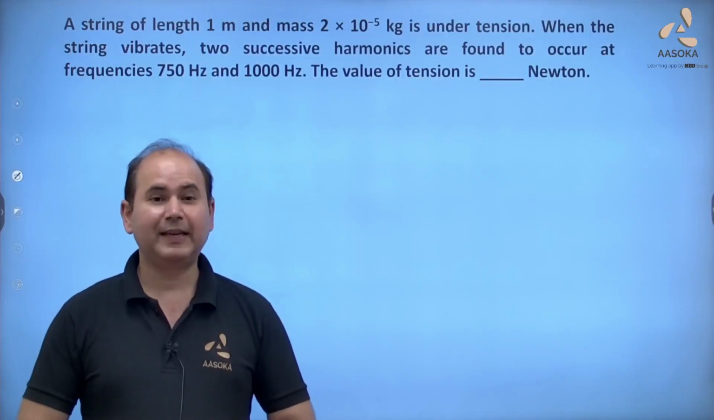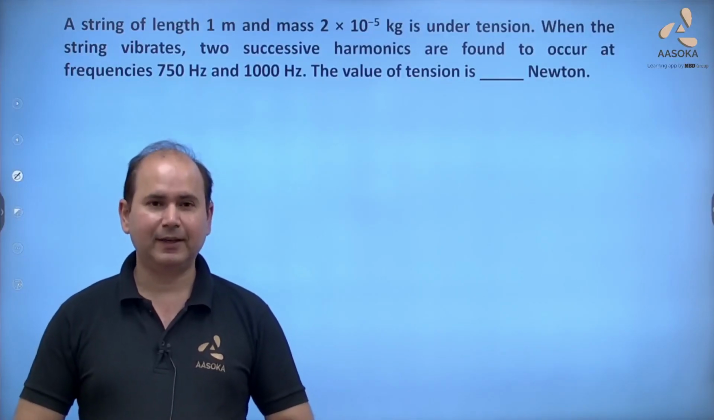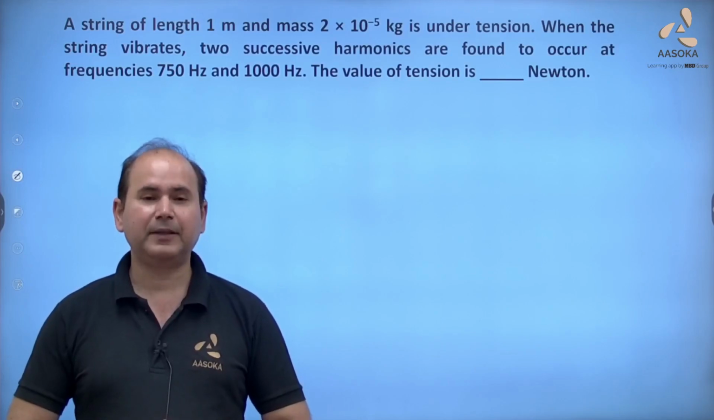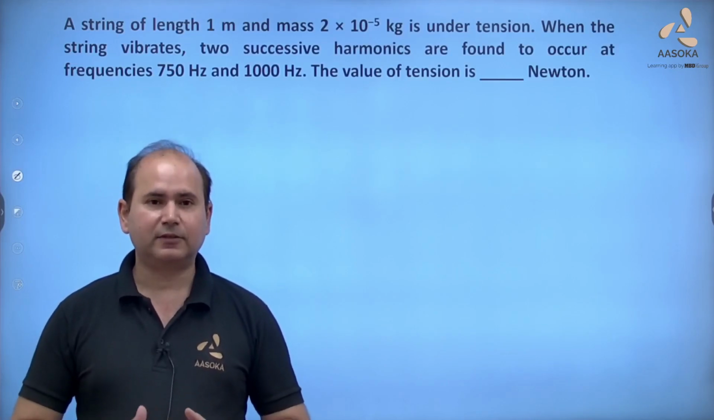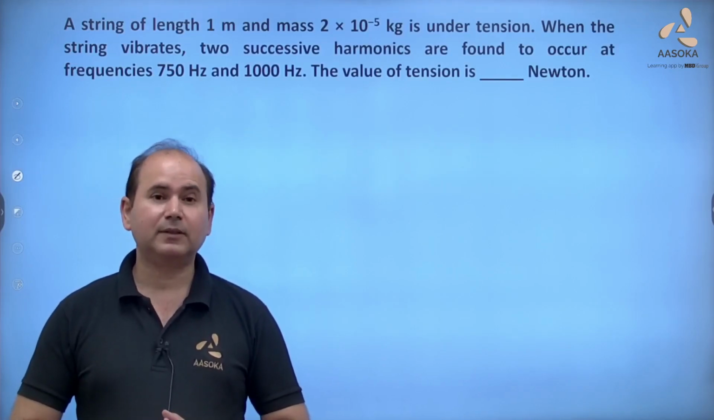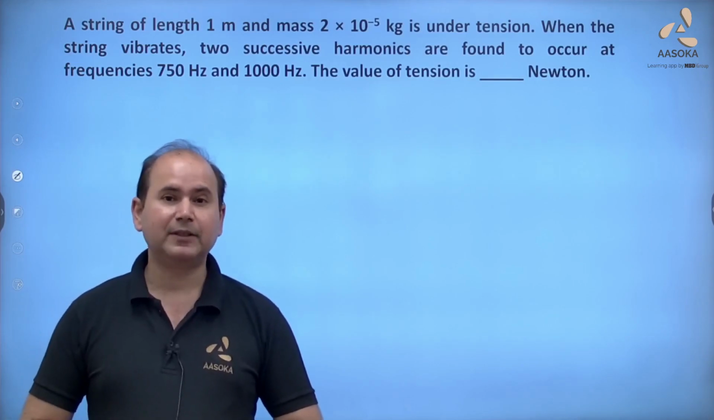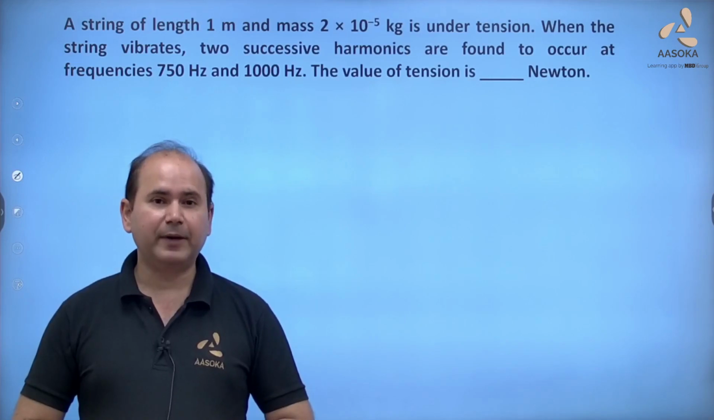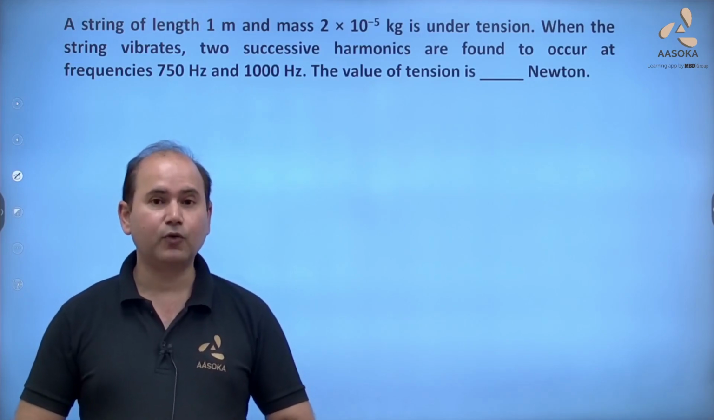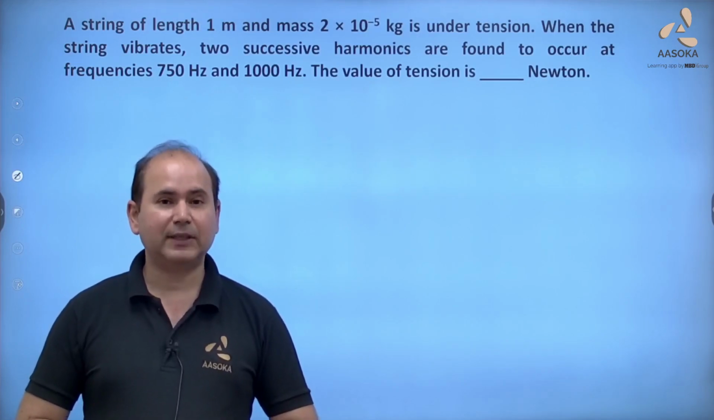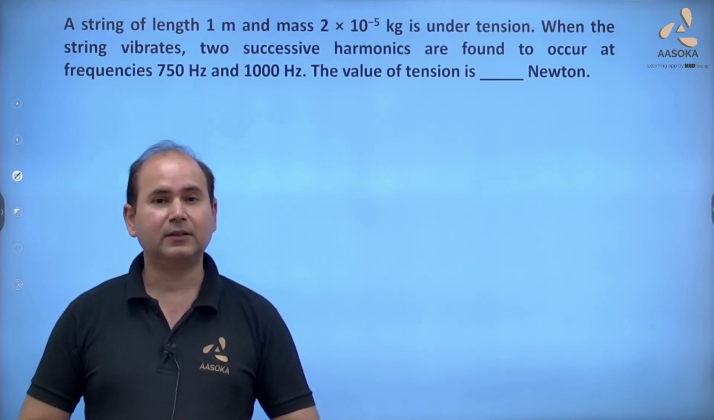This question is from JEE Advanced 2023 and it's a very easy question based on standing waves on stretched strings. The question is: a string of length 1 meter and mass 2 into 10 to the minus 5 kilogram is under tension. When the string vibrates, two successive harmonics are found to occur at frequencies 750 Hz and 1000 Hz. The value of tension is dash Newton.